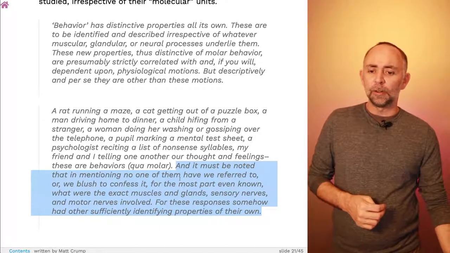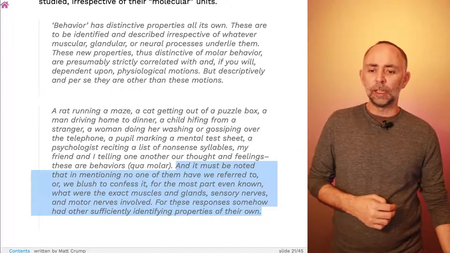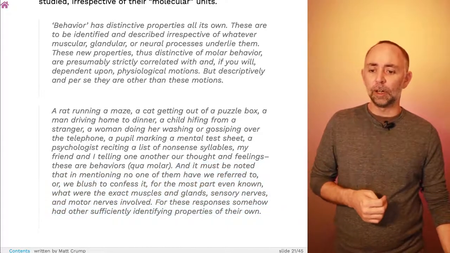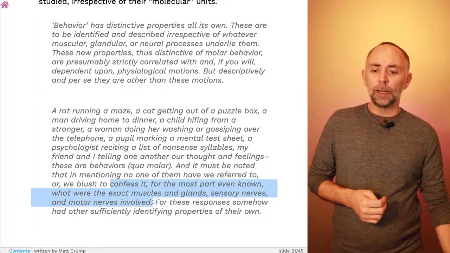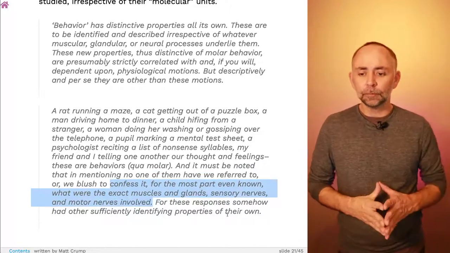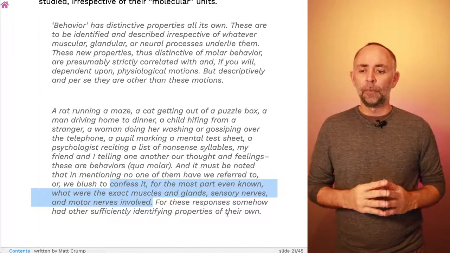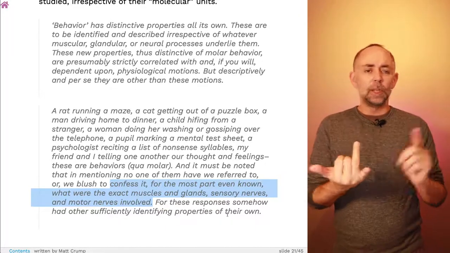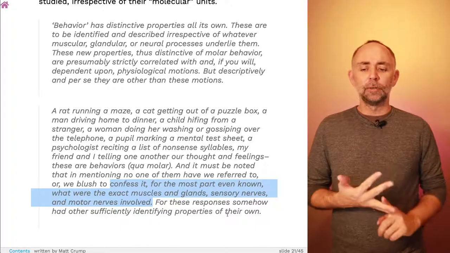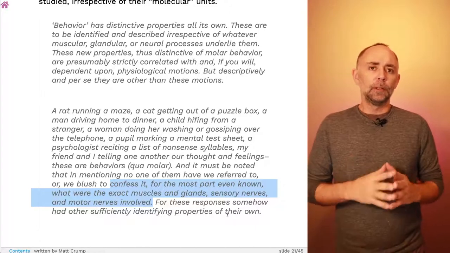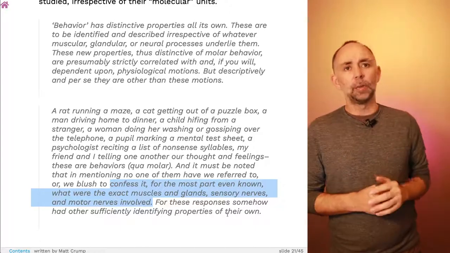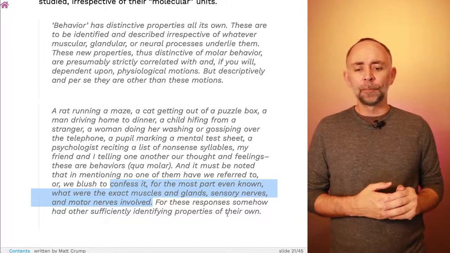And in this part of the quote, he goes on to say that, look, we can mention those things and also admit that we have no idea about the molecular properties of that behavior. So for example, we don't know what exact muscles and glands and sensory nerves and motor nerves are involved while a person is doing a behavior such as reading a book.